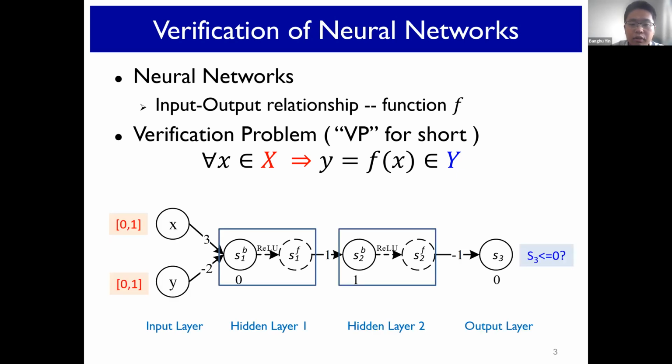Here is a motivating example. This network has two inputs, two hidden layers, and one output. The verification problem is to check that if x and y take values from 0 to 1, the output S3 is never larger than 0.